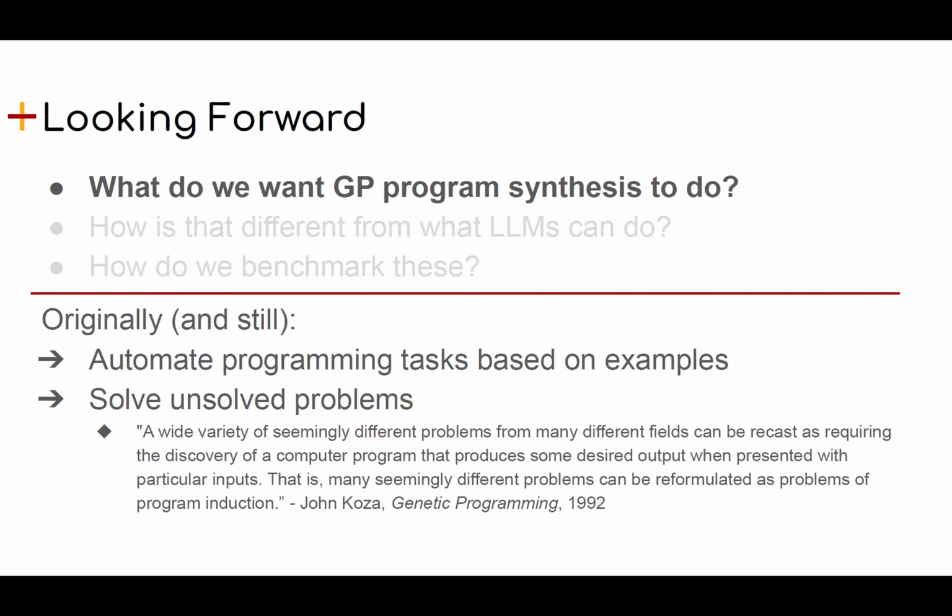So I want to read this quote by John Koza. "A wide variety of seemingly different problems from many different fields can be recast as requiring the discovery of a computer program that produces some desired output when presented with particular inputs. That is, many seemingly different problems can be reformulated as problems of program induction." So this was from John Koza's original GP book. And I think this still holds true today, right? That we want GP to be able to do things that humans have never conceived of before.